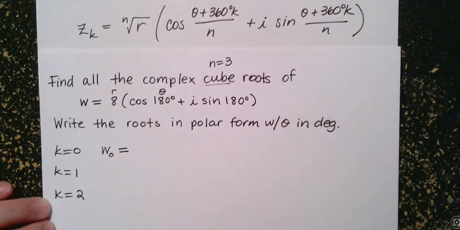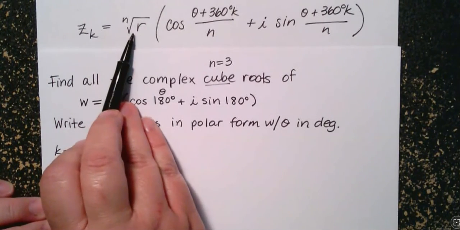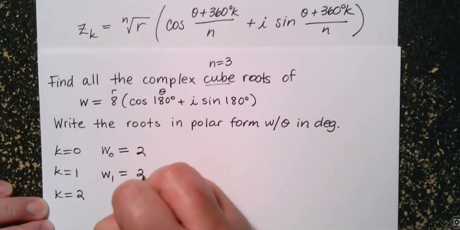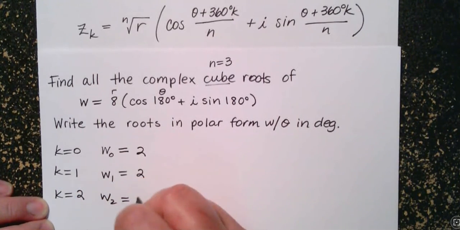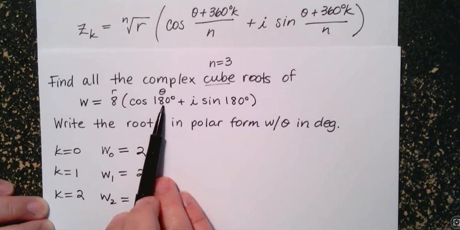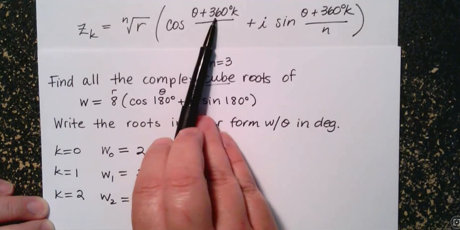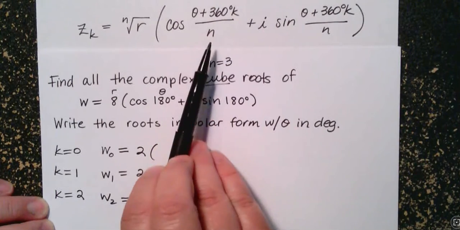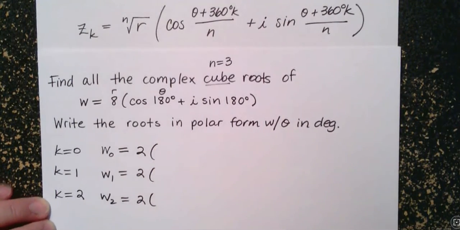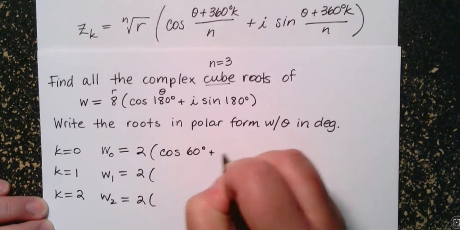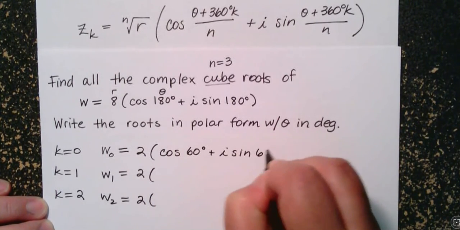First off, the cube root of r, that's the same for every single one. So the cube root of 8 is 2. So I know that every single one of these is going to start out with a 2 up front. That's not going to change. All right. Next, I'm going to take my original theta, and I'm going to add 360 0 times, which means I'm not going to add 360. So I'm just going to have 180 divided by n, which we've already said is 3. 180 divided by n is 60. So this is going to be cosine 60. So this is my first answer.